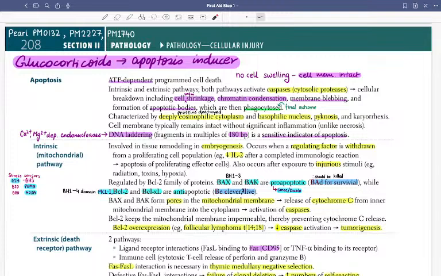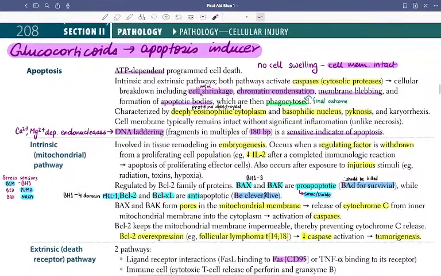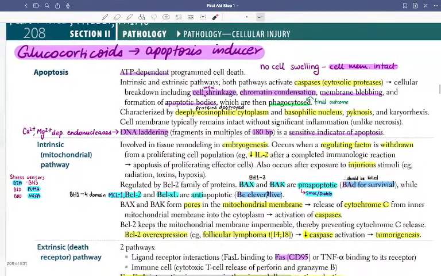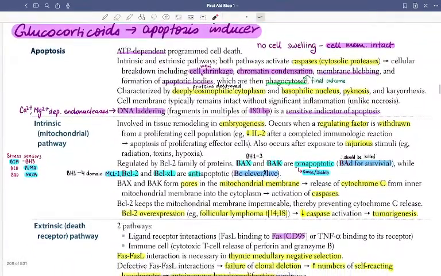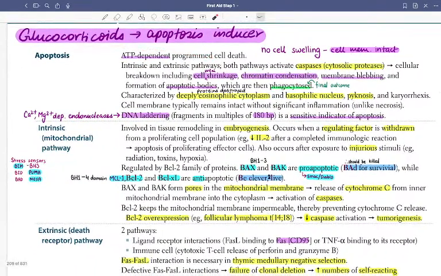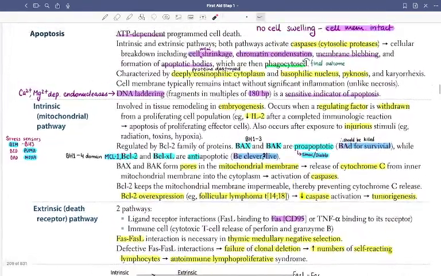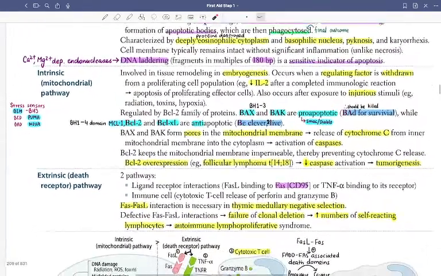Breakdown including cell shrinkage, condensation, blebbing, apoptotic bodies that are phagocytized, and deep eosinophilic cytoplasm, basophilic nucleus, pycnosis, karyorrhexis. Glucocorticoids was the inducer, done. Cell shrinkage, all this is done. Now we'll go to the pathways quickly.